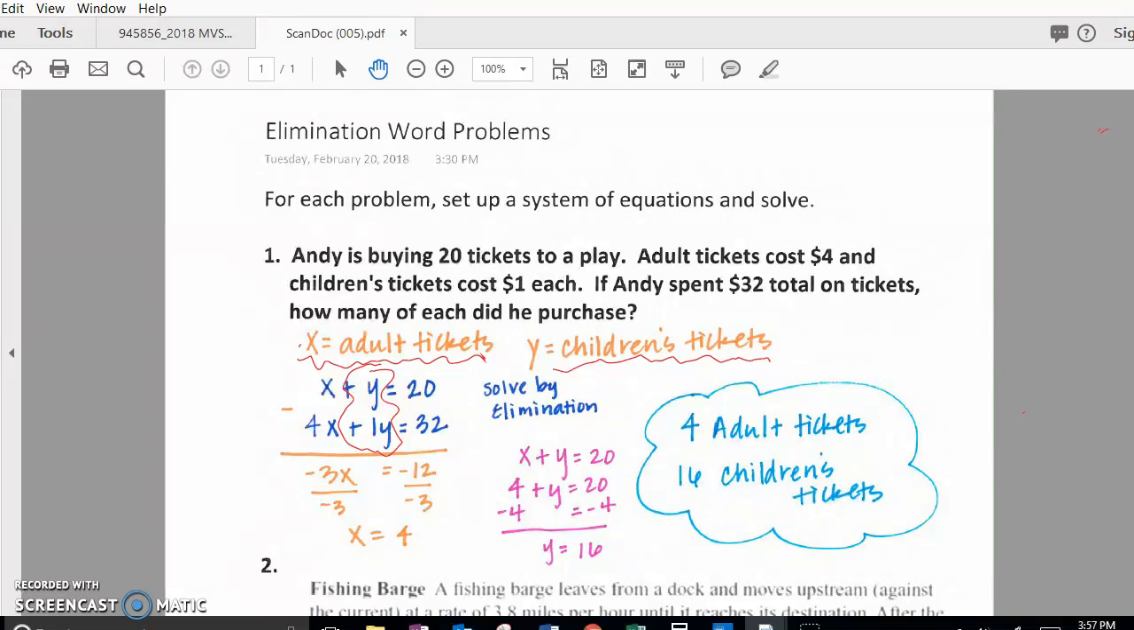So 4 adult tickets were sold. Then plug that back in. We know that there were 20 tickets sold altogether, minus the 4 adult tickets leaves us 16 children's tickets. Don't forget to label your answer. You can always check your solution by plugging it into both equations and making sure that it works.